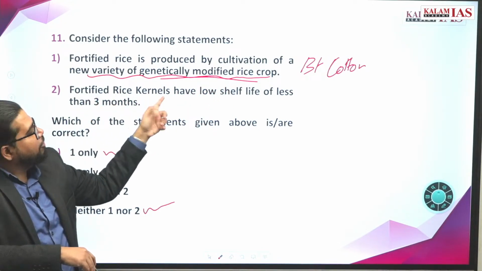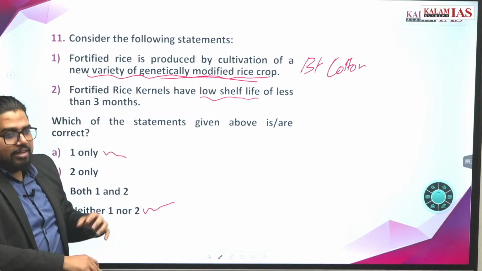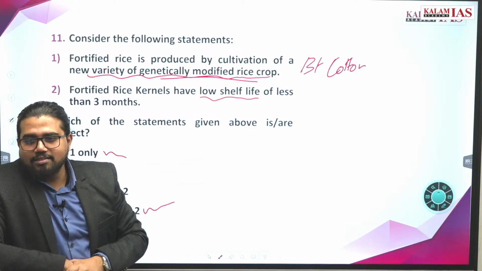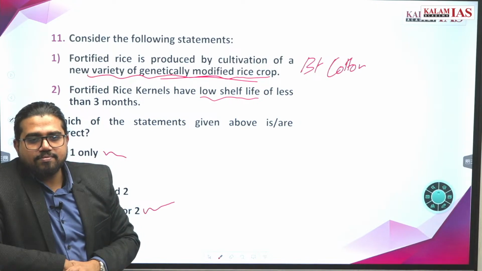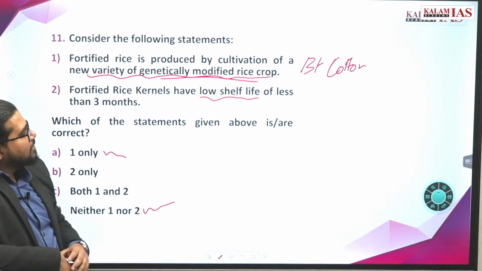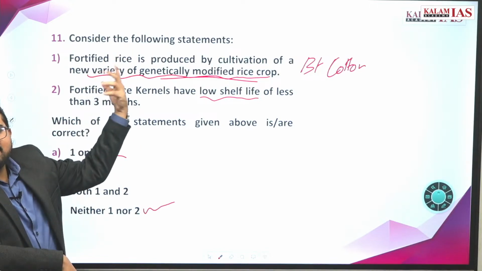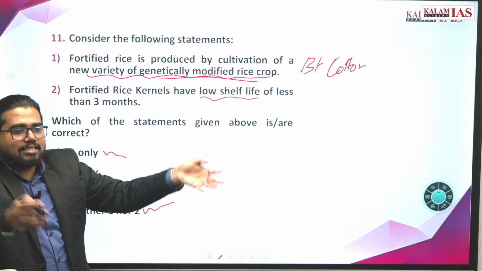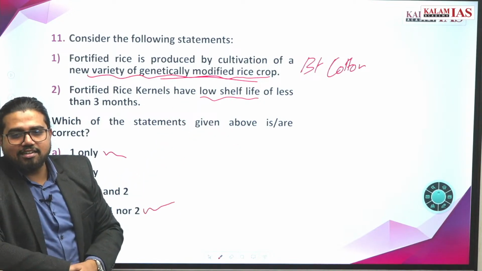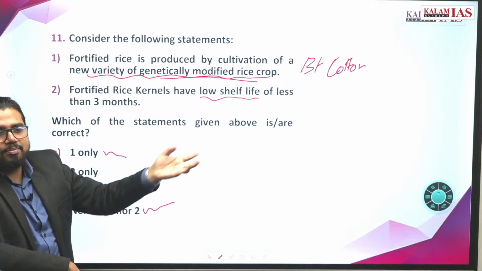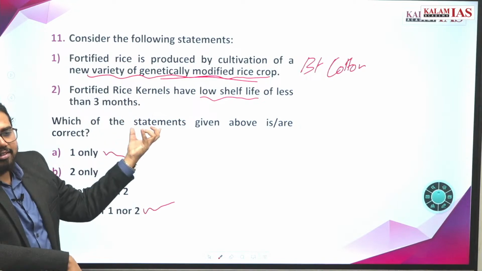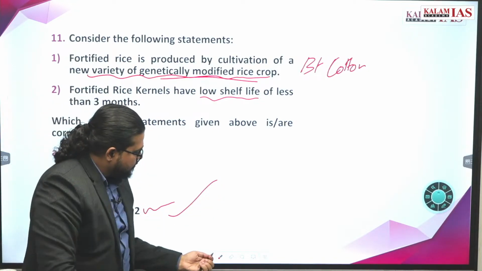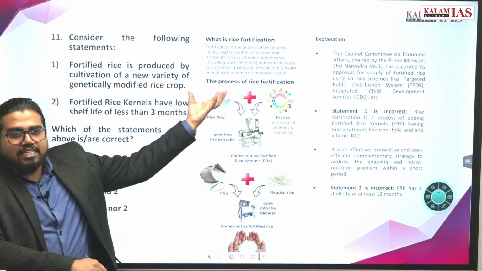What else? Rice kernels have a low shelf life of less than 3 months. What do you think of this statement? Who is saying wrong? Why wrong? 3 months is very little. Fortified rice is introduced in the PDS system, and the PDS system runs all year round. So if you introduce something with 3 months, it becomes very difficult. So seemingly this can also be very much wrong. Okay, so we have option D. Now what is fortification of rice?